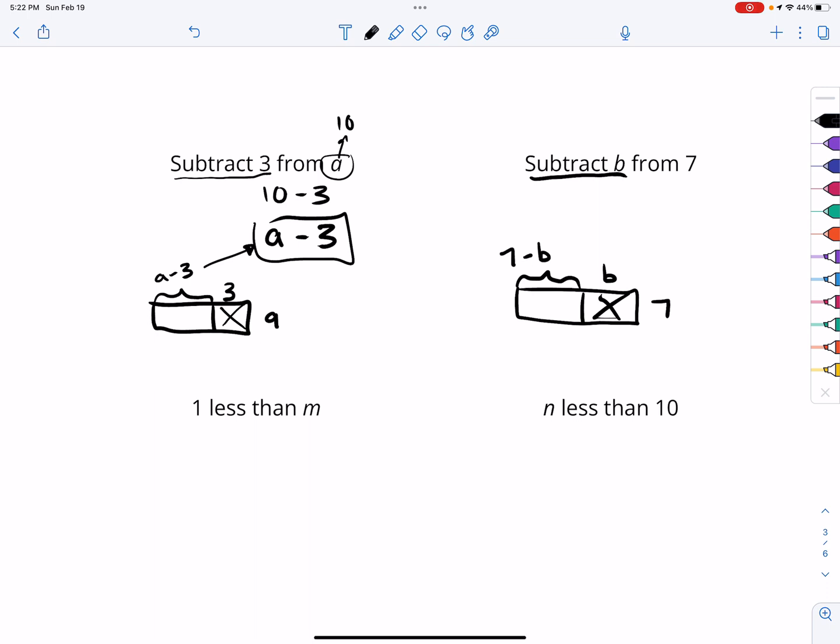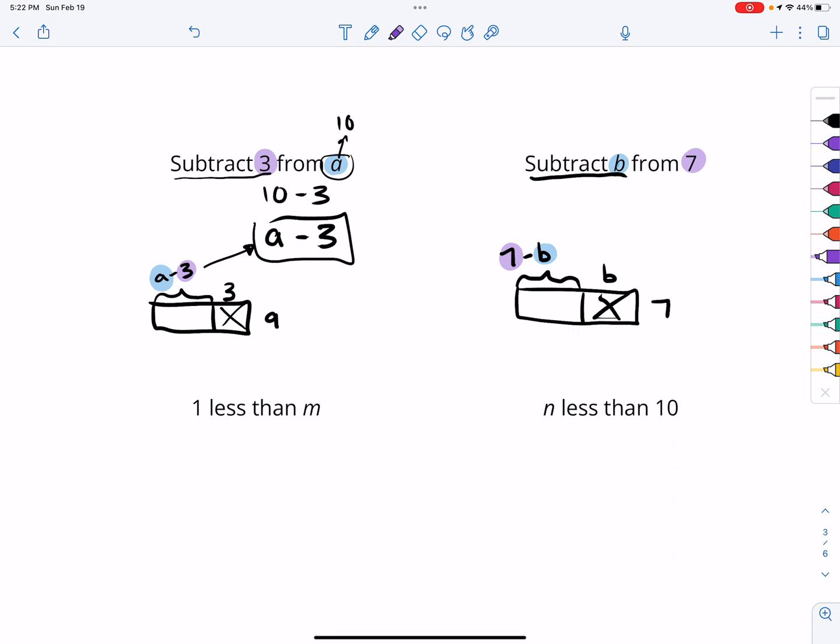So if you notice, these are two different scenarios. Here we have our constant first, and then our variable. We're taking away our constant from the variable. So we took away our constant of 3 from our variable. Now, in the second example, we have our variable of B, and we're taking the variable away from the constant, which was our 7.